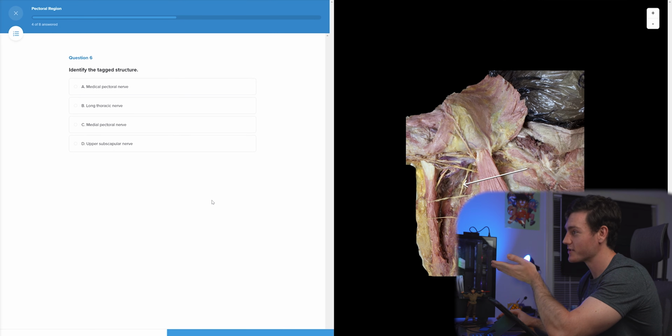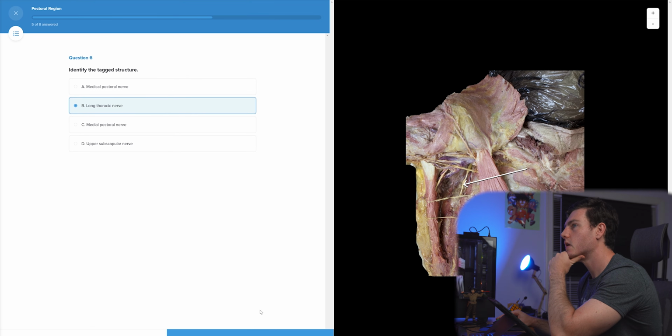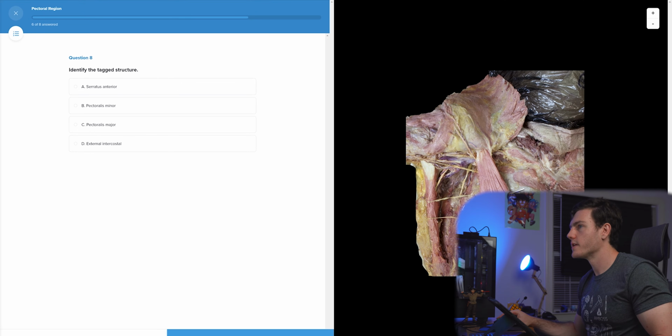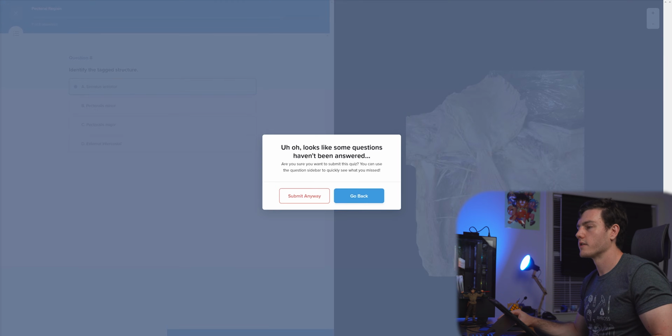See, it's a good thing. This is good review. Okay, this right here, I believe is the long thoracic nerve. And then this right here looks like it's one of the intercostal nerves. Next. This right here, is that the serratus anterior? Yeah, I think that is serratus anterior. Submit.